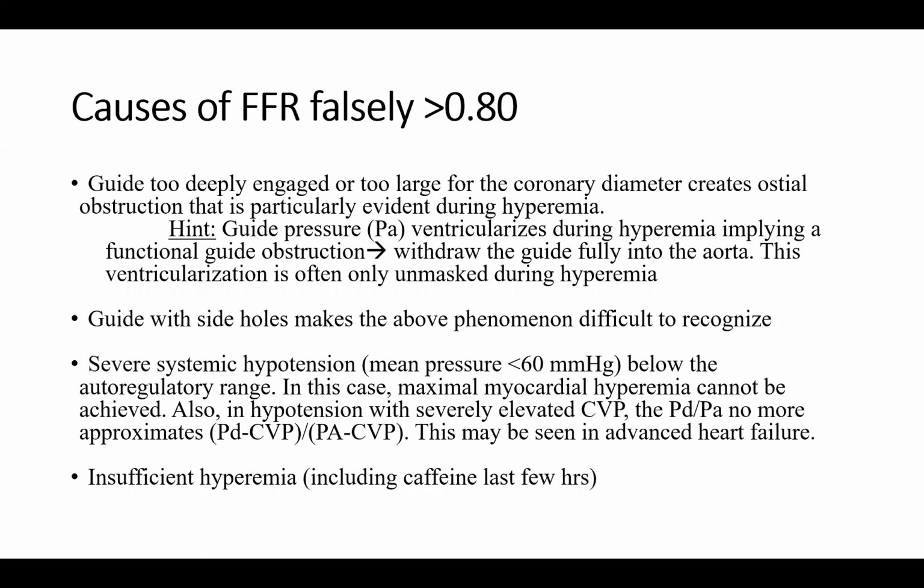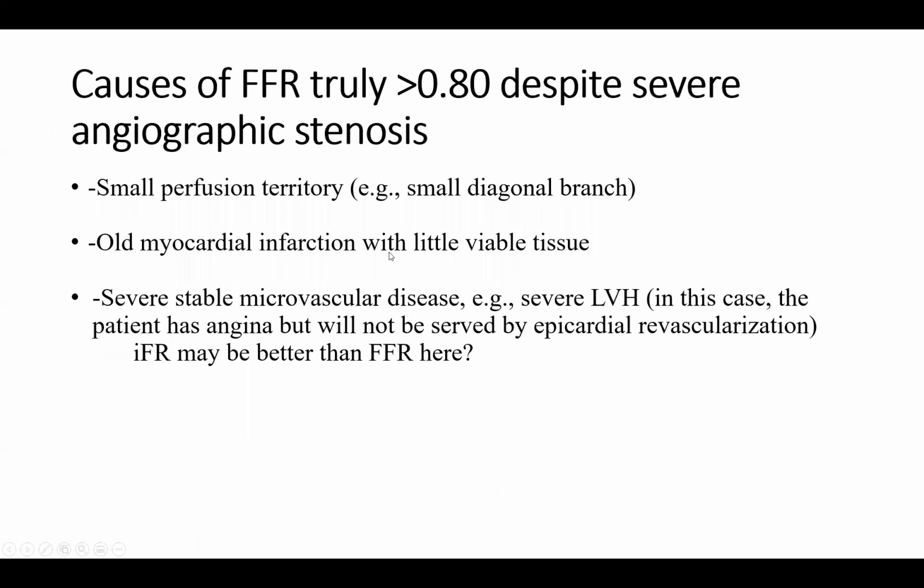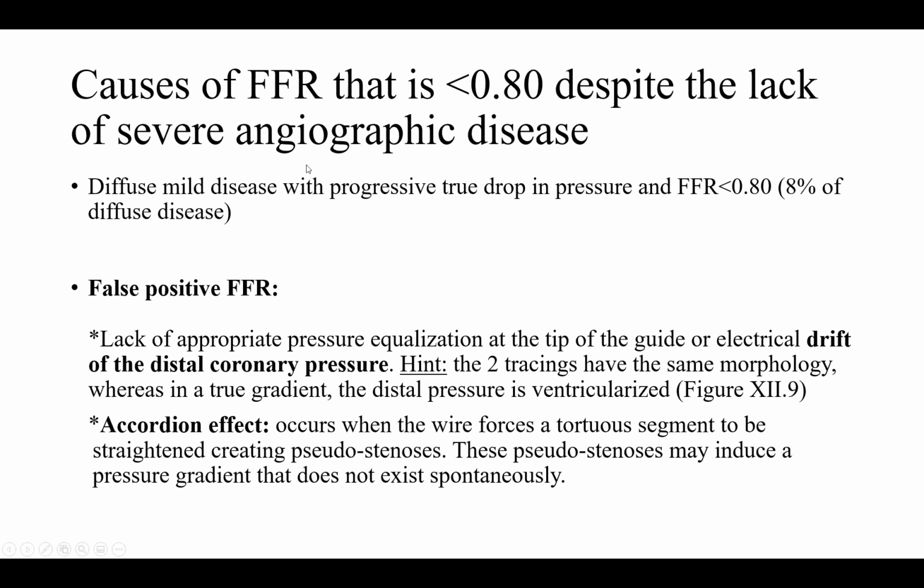Okay. So I will stop here. I will just show those slides. You can read them at your own convenience. Those are causes of falsely high FFR and iFR, causes of FFR truly more than 0.8 despite severe angiographic stenosis, and causes of FFR that is less than 0.8 despite the lack of severe angiographic disease. All right.